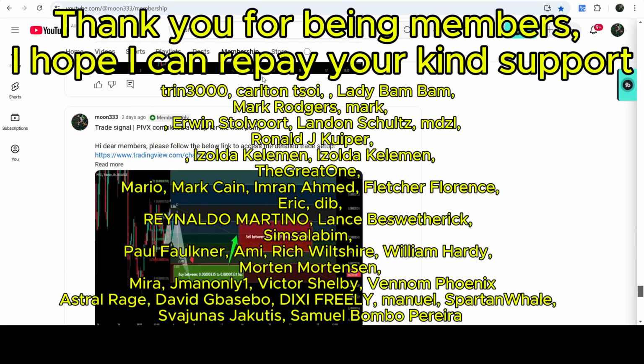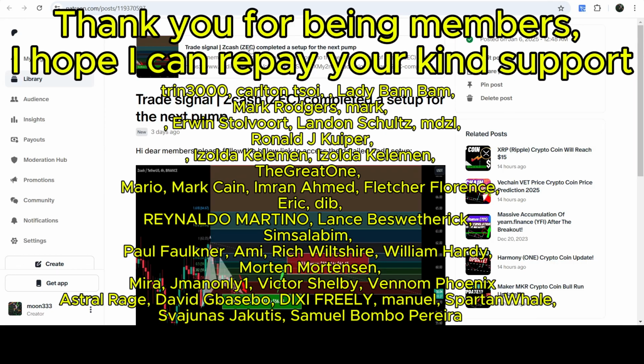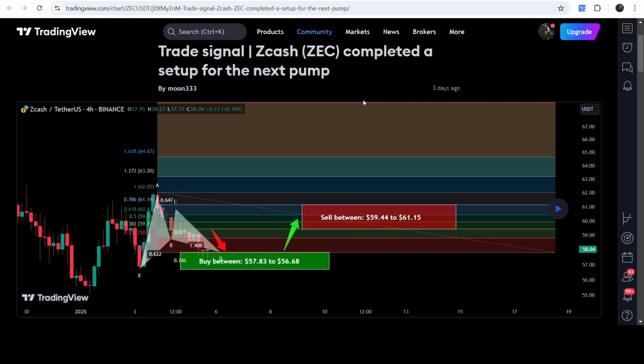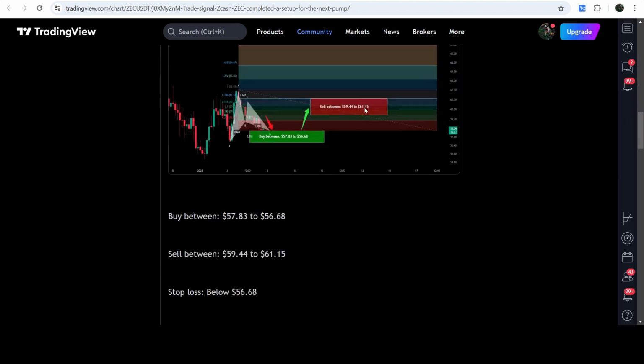So let's start the analysis. And first of all, let me begin with my most recent trade signal for Zcash that I shared almost 3 days ago with my members. And that was a harmonic bullish reverse Gartley pattern that Zcash formed on a 4-hour time frame chart with the US dollar pair. And this was a complete trade signal.